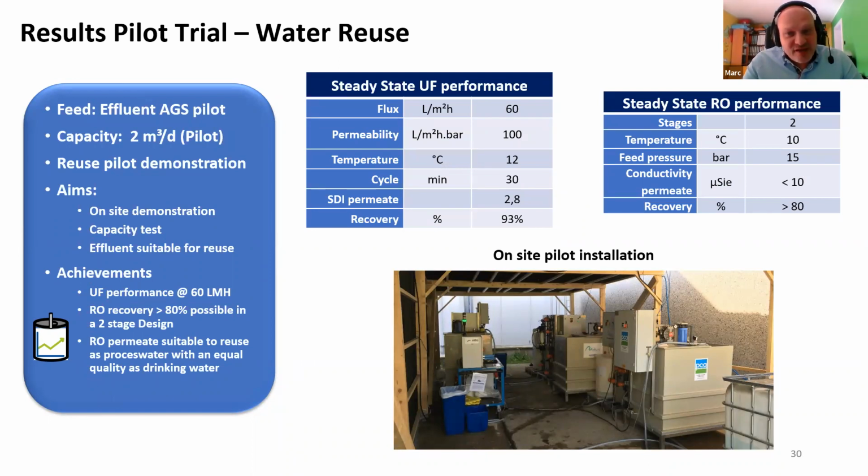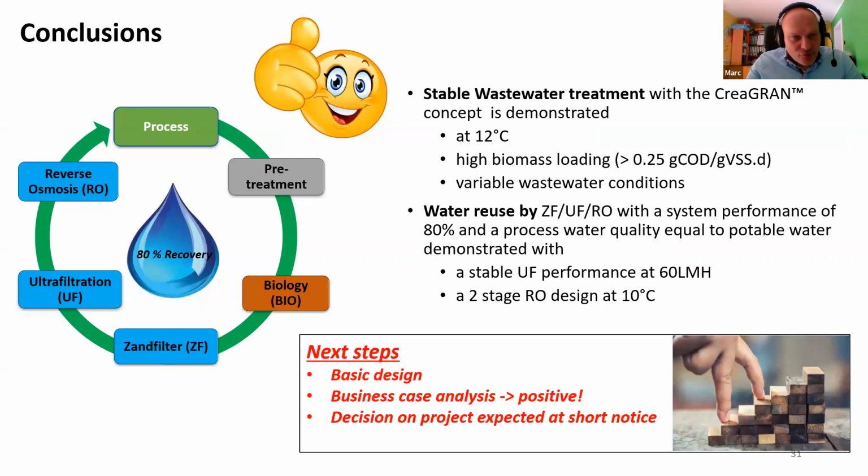So we reached a very good effluent quality with the classical UF/RO performance, also keeping in mind again, with the figures, that the temperature is very low. So this means fluxes and permeability are somewhat lower than expected in a normal industrial plant at normal temperatures. But finally, we could attain the aim of more than 80% recovery of the wastewater. So, job done, mission accomplished. We could demonstrate that wastewater treatment was stable with a good quality sludge, and also the water reuse goals were achieved. Customer was very happy.